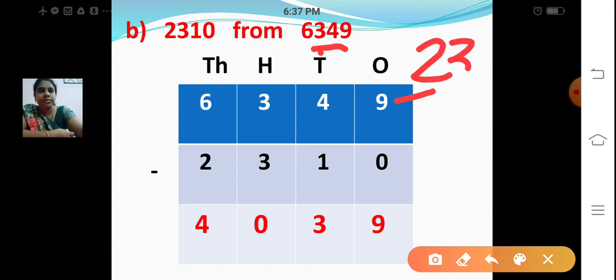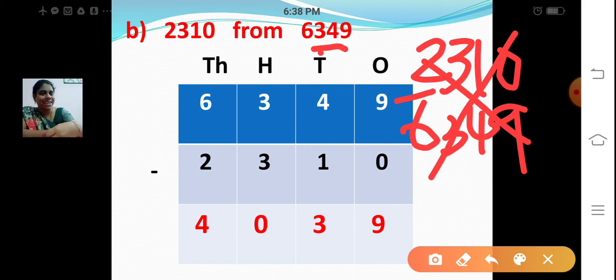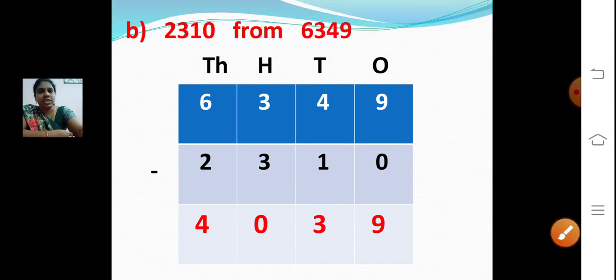2310, 6349. This is wrong. You should not write like this. From which number? So that should be at the top. So 6349 minus 2310. First take the minuend 6349.